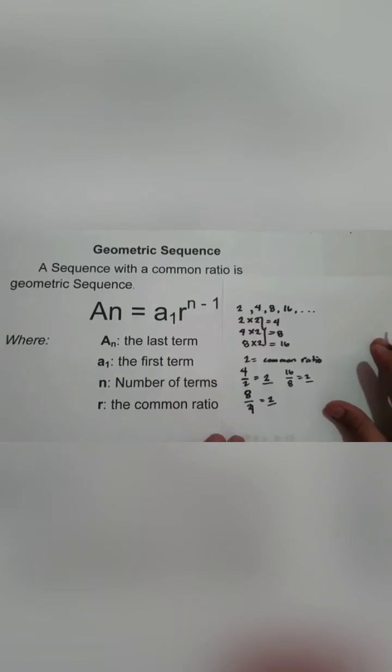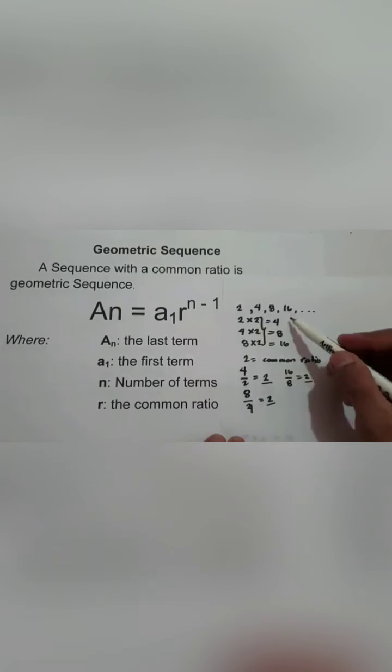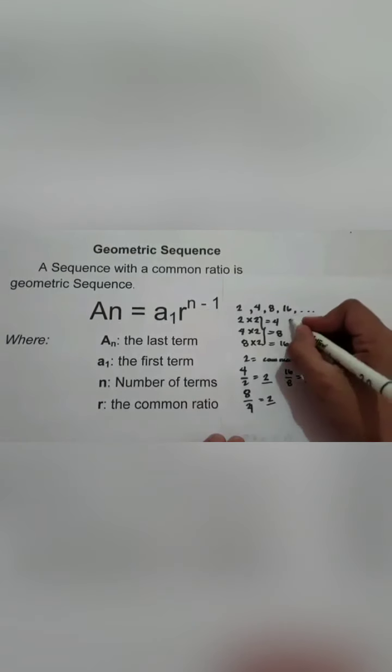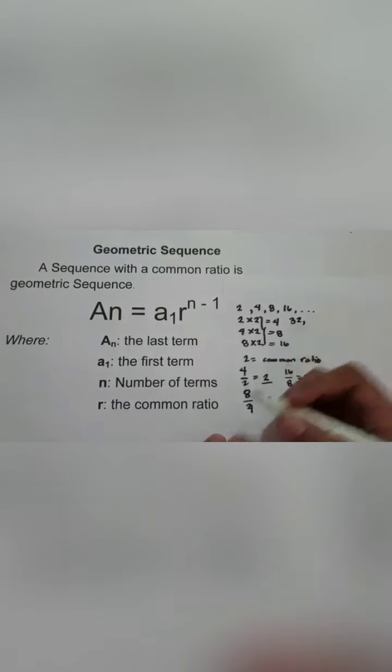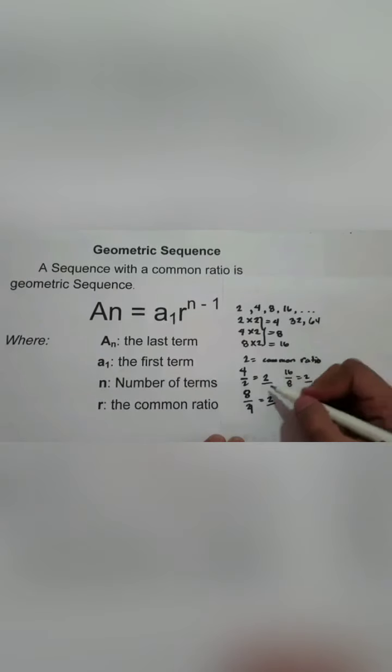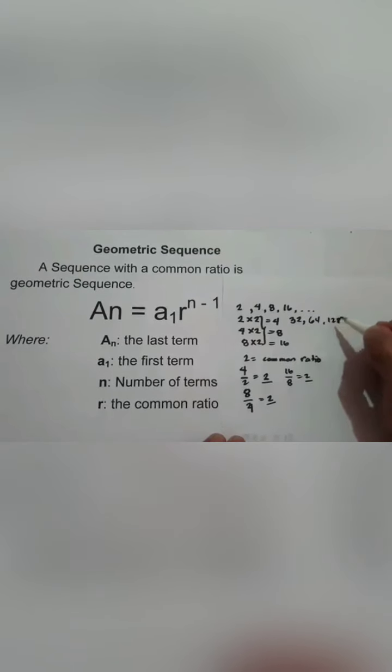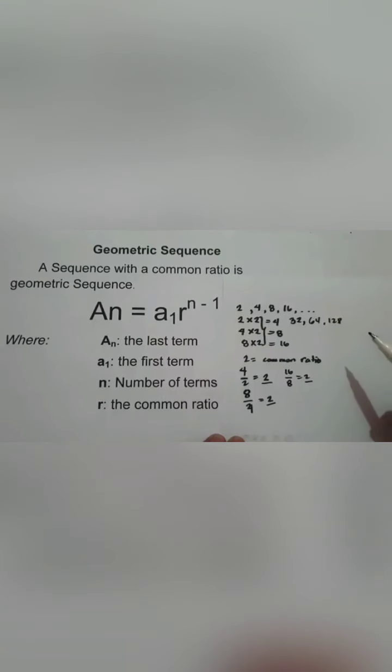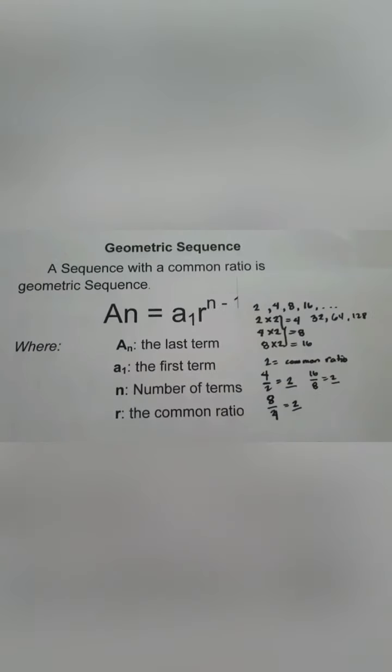But how do we find the next three terms? To find the next three terms, simply multiply the common ratio to the last term. So that is 16 times 2 is 32. Then 32 times 2 is 64. And then 64 times 2 is 128. So to find the next three terms, simply multiply the common ratio to the last term.